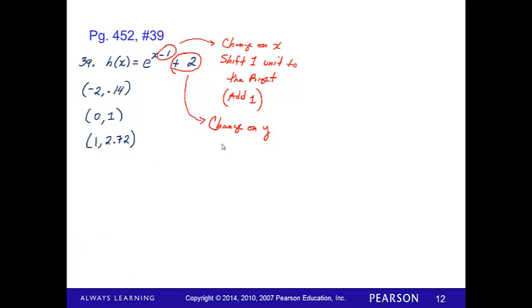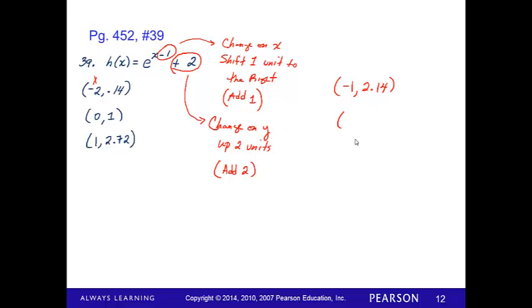So the change on y is exactly how they say it. Go up 2 units, which is the same as saying add 2. So let's make our transformations from our points. Negative 2 is our first x coordinate, and it told us to add 1, so that will become negative 1. And then for the y, we're supposed to add 2, so that's going to become 2.14.